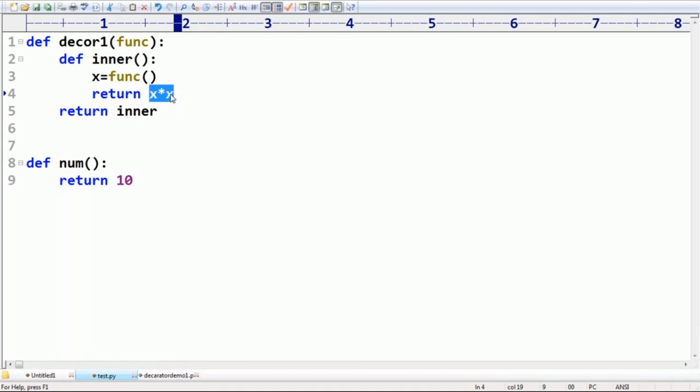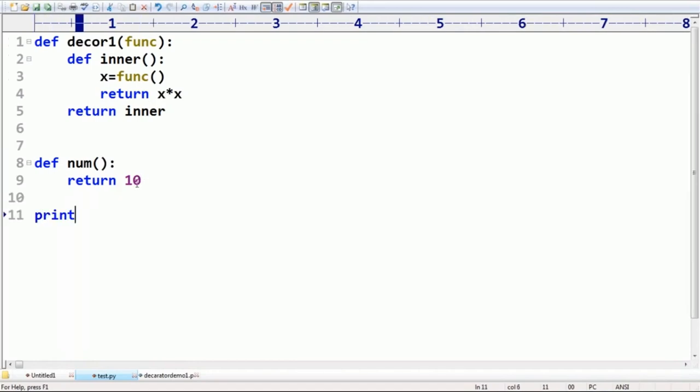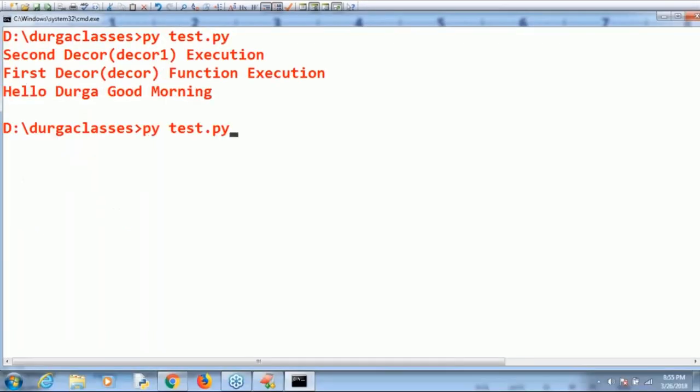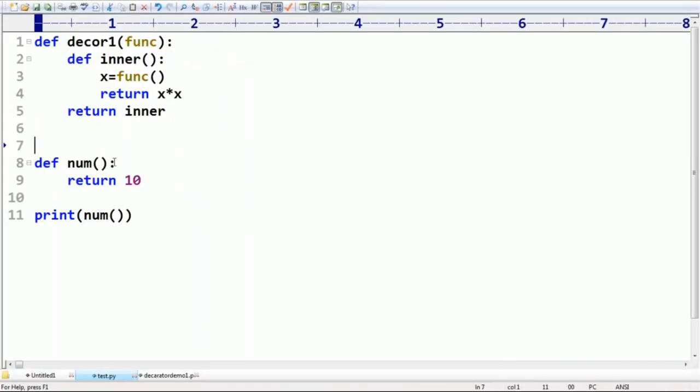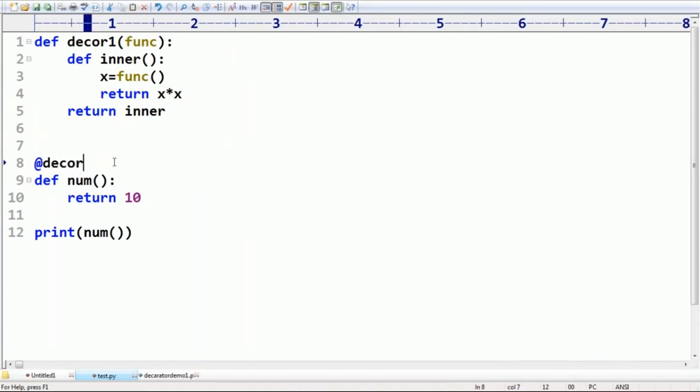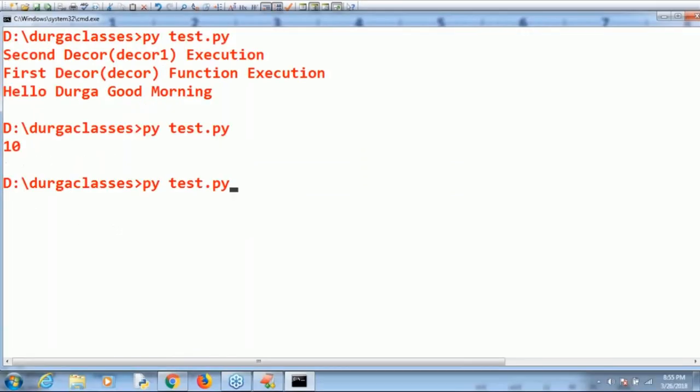Is it double or square? x into x means x square only, right? I'm not taking x plus x. Now observe, print of num I'm taking. Will the decorator execute or not? No, because I didn't link it. Then I take @decor1, and we get 100. Perfectly, it's going to work, sir.